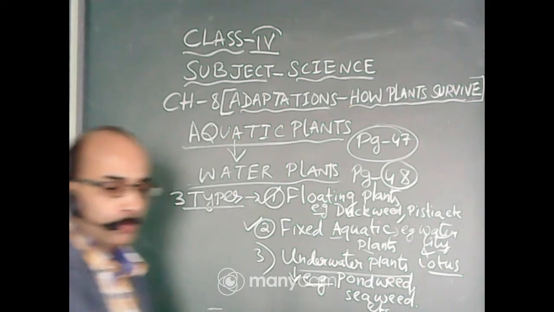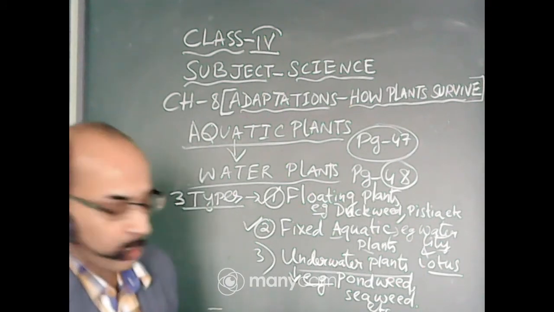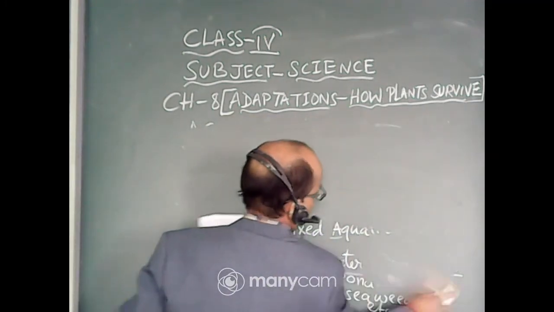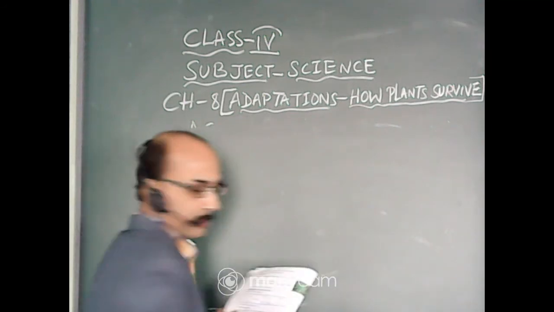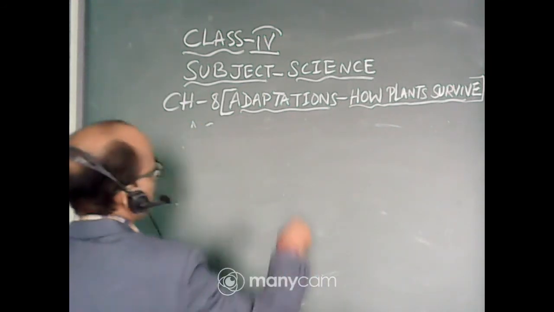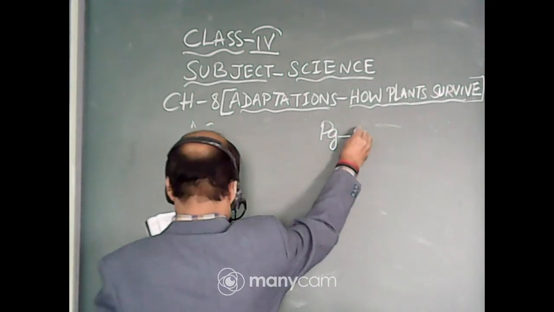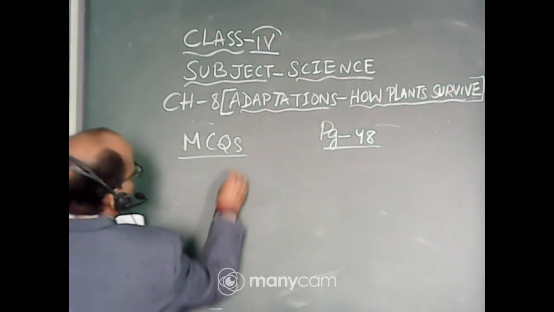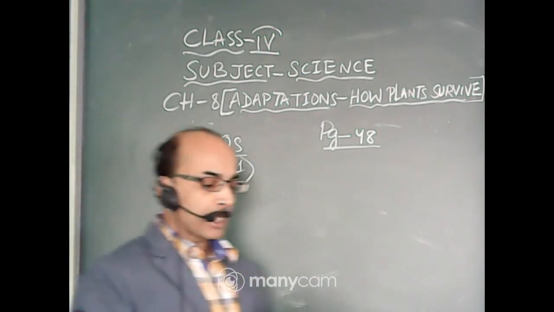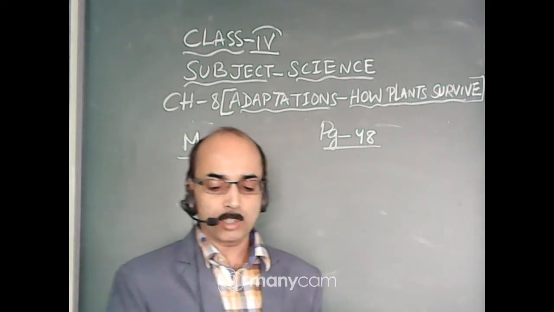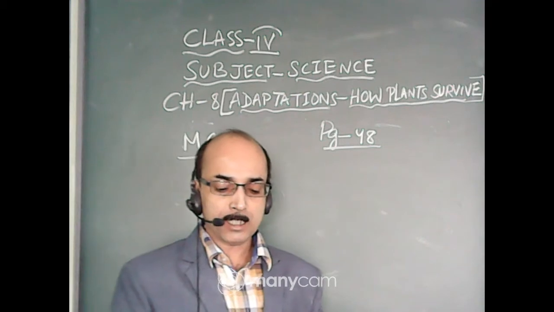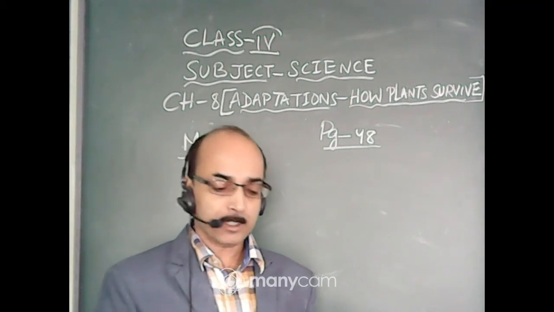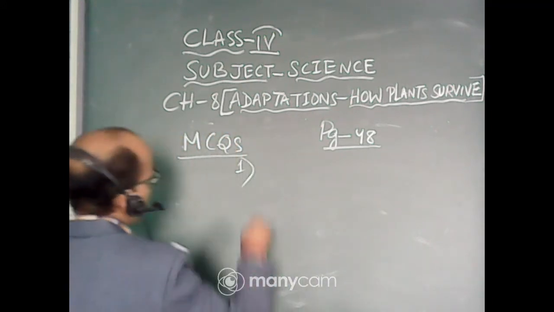Now there is one MCQ. I will be solving the MCQ now. You can find it on page number 48. Number 1, tick the correct answer. Which of the following plants has broad leaves with waxy coating? A, water lily. B, pine. C, cactus. So what is the answer? It will be water lily.